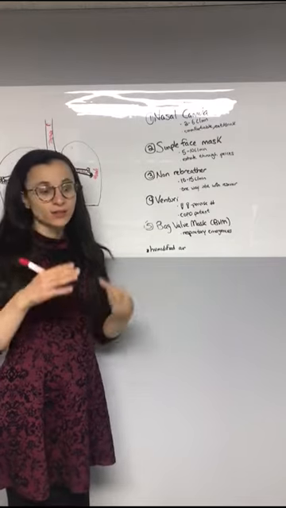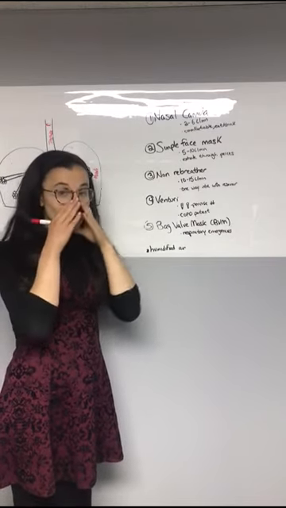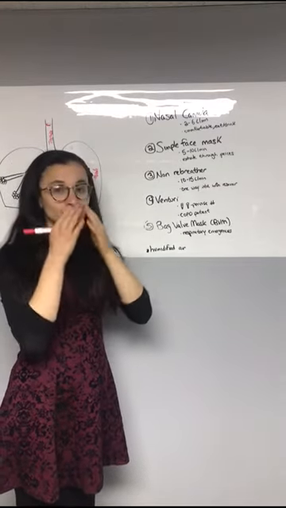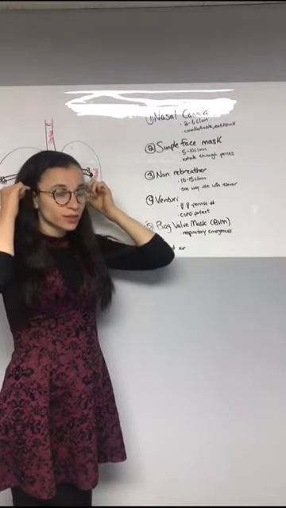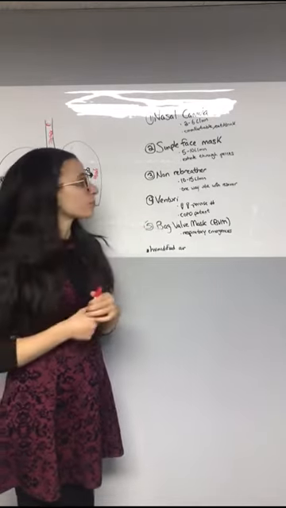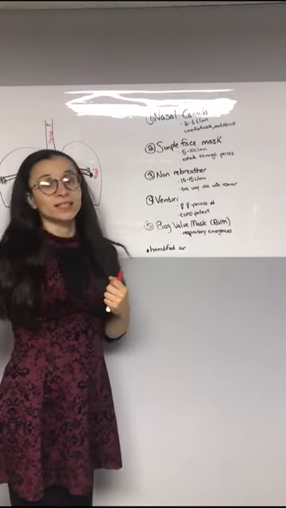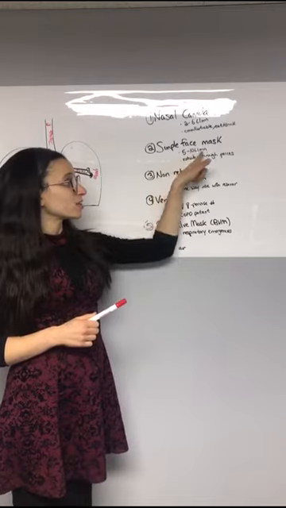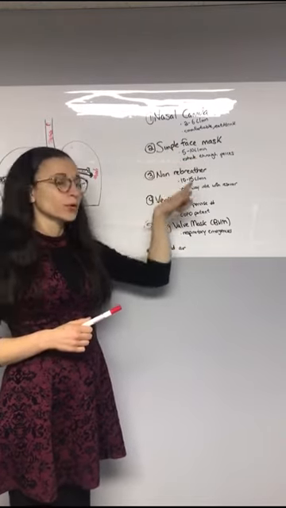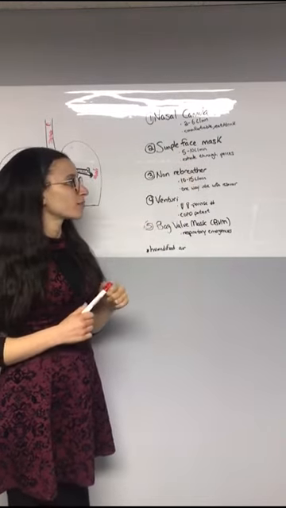As you could tell, this is a face mask. It goes exactly what you would think, right around the face, and then it has little strings that tie around. And it's connected to oxygen also. This delivers 5 to 10 liters per minute. So it delivers more than the nasal cannula.